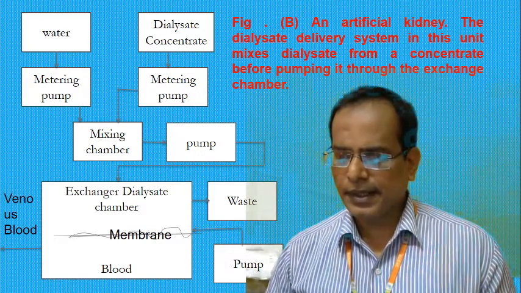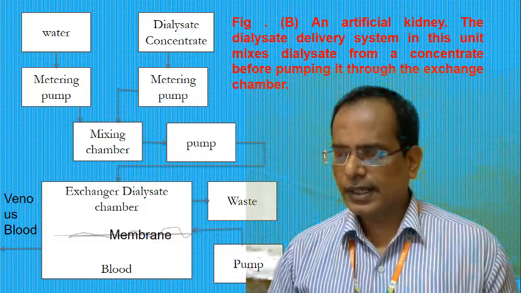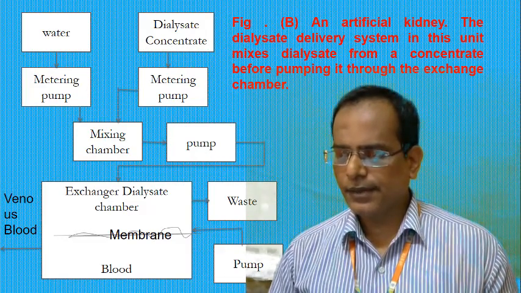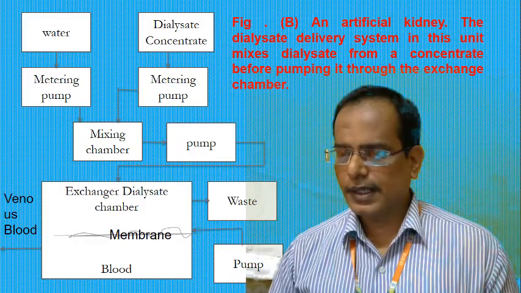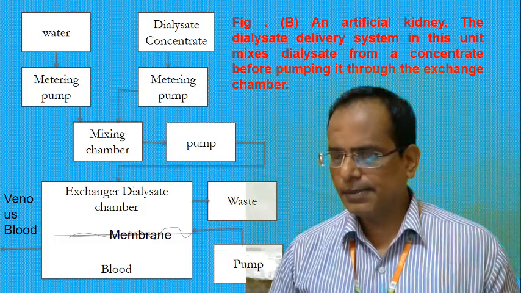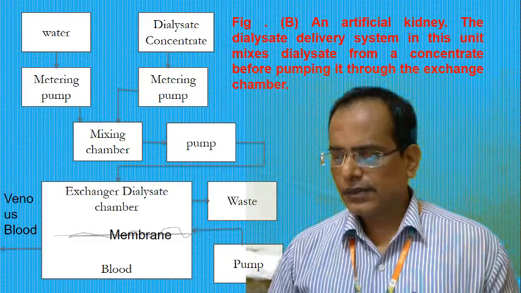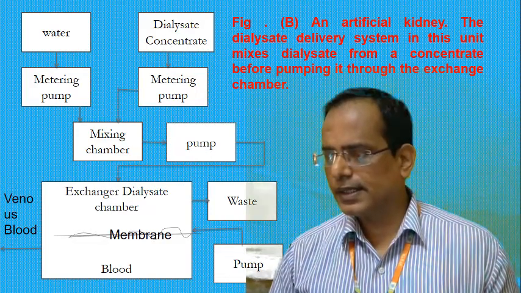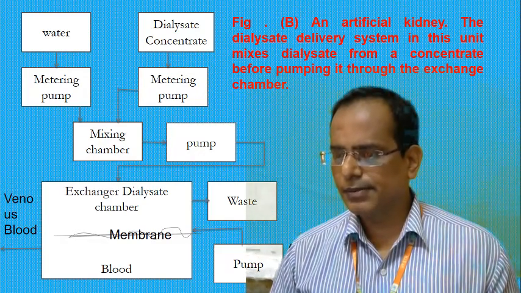The metering pump is used to deliver the correct amount of dialysate concentrate and water into the mixing chamber to produce the dialysate, which is then pumped through the dialysis chamber, where it picks up the metabolic waste products and is then discarded through the waste product chamber.